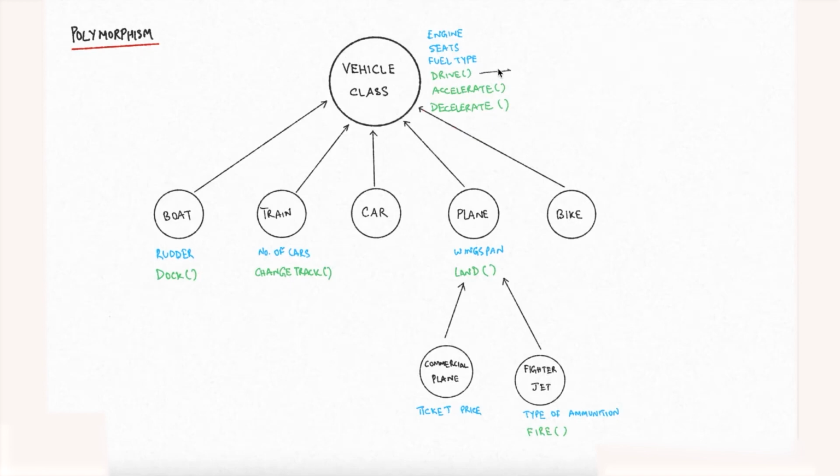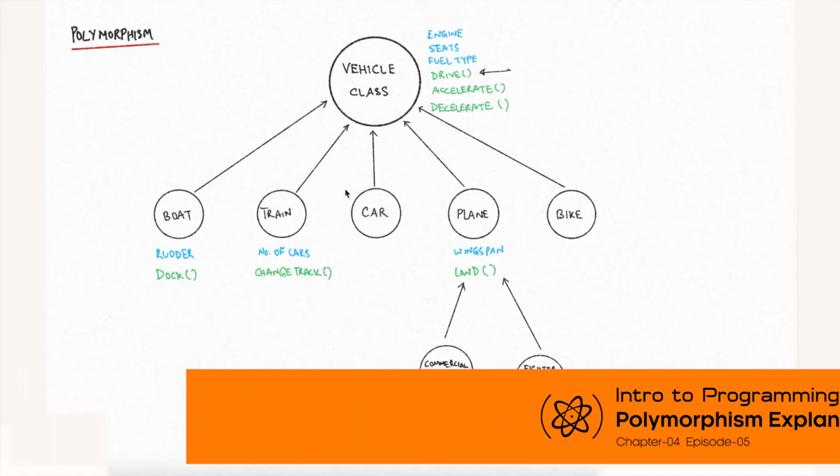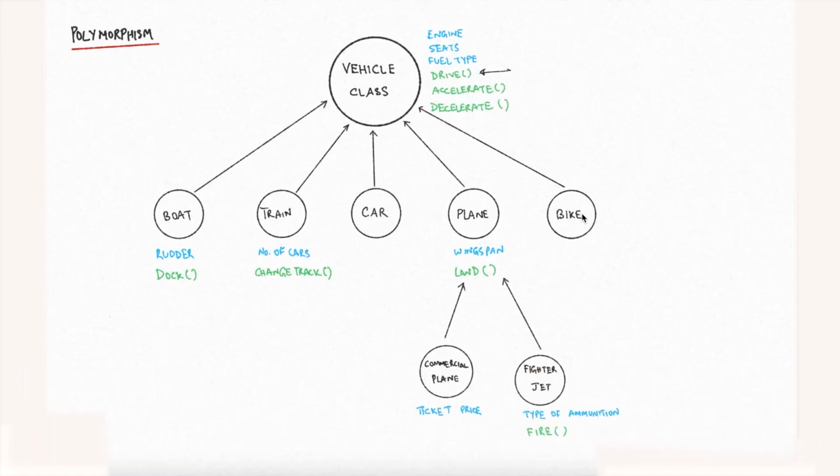A good example of this would be the drive method. The drive method belongs to the vehicle class, but as we discussed in the previous video, all the different children of the vehicle class are also vehicles. So we can say that boat is a vehicle, train is a vehicle, car is a vehicle, plane is a vehicle, bike is a vehicle. And also, commercial plane is a vehicle, and fighter jet is also a vehicle.